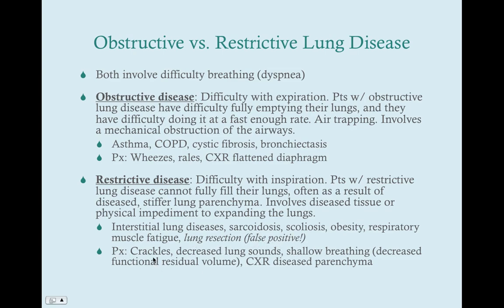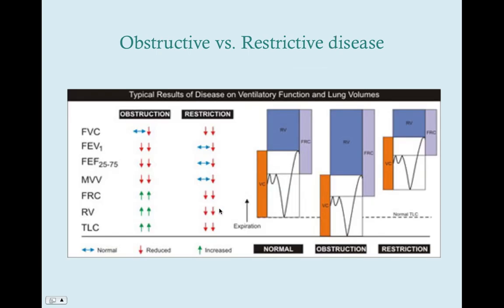On physical exam with restrictive diseases, you may hear crackles, which are indicative of problems with the lung parenchyma, decreased lung sounds, which would be indicative of edema, shallow breathing, which would show the decreased functional residual volume, and chest x-ray would show a diseased parenchyma. It'd be like a hazy chest x-ray.